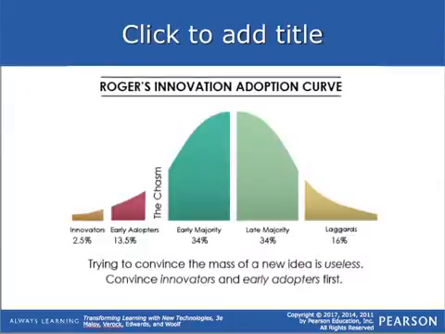So the curve is here, and it's got the innovators at 2.5%, early adapters at 13.5%, and then the early majority is 34, the late majority is 34, and what's called the laggards, the people that don't want change at all, is 16%. And it says trying to convince the mass of a new idea is useless. We want to try to convince innovators and early adapters first.